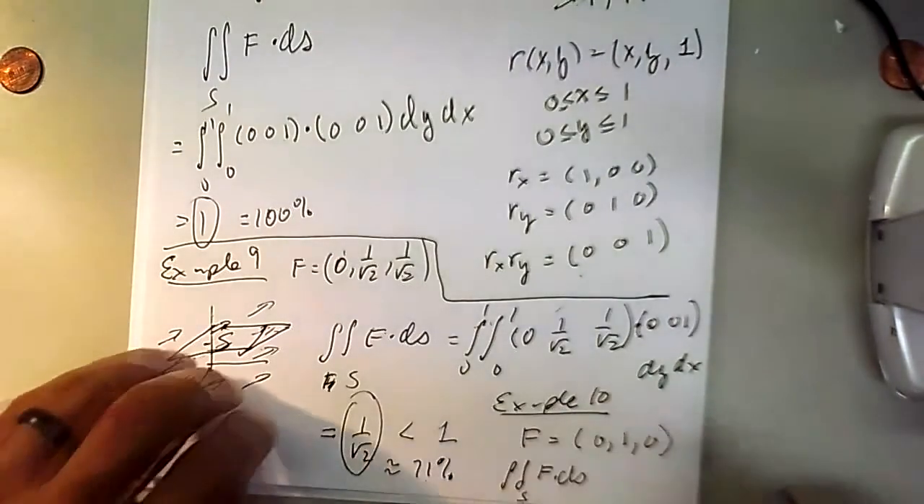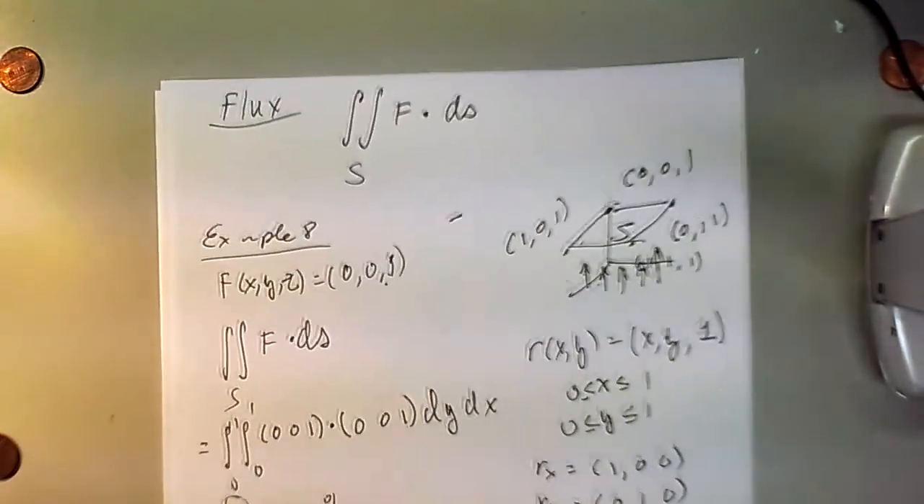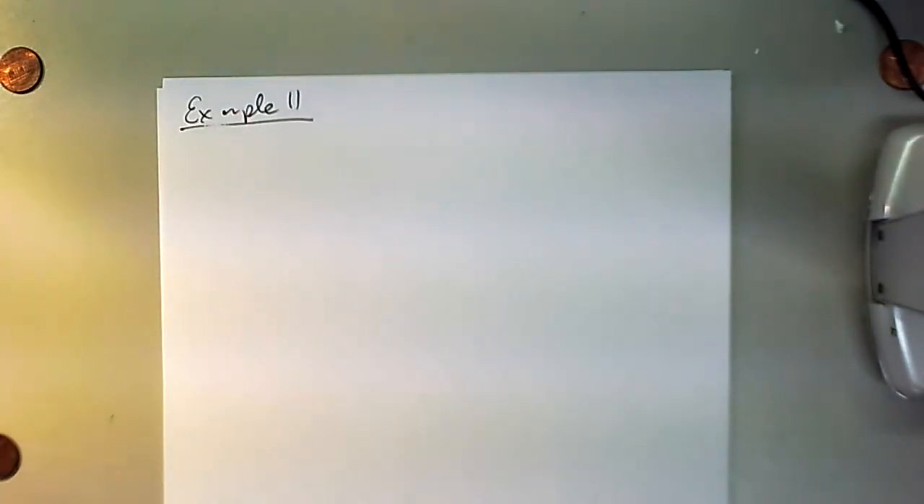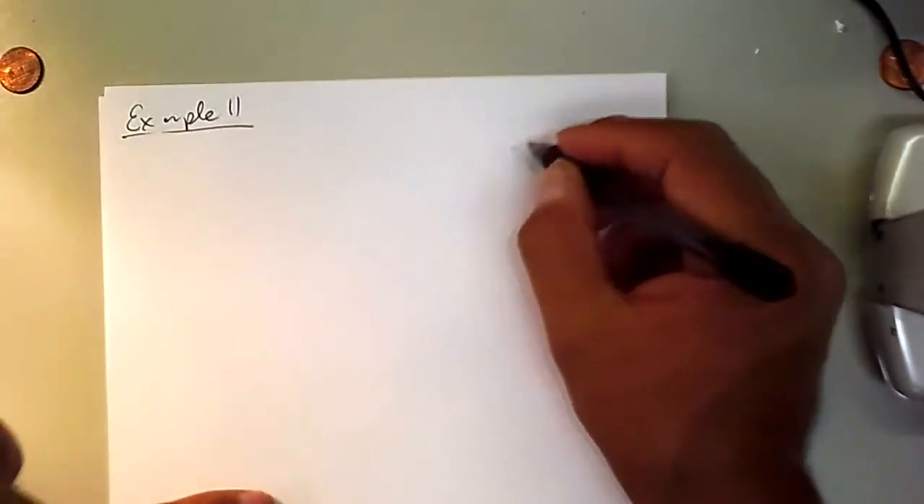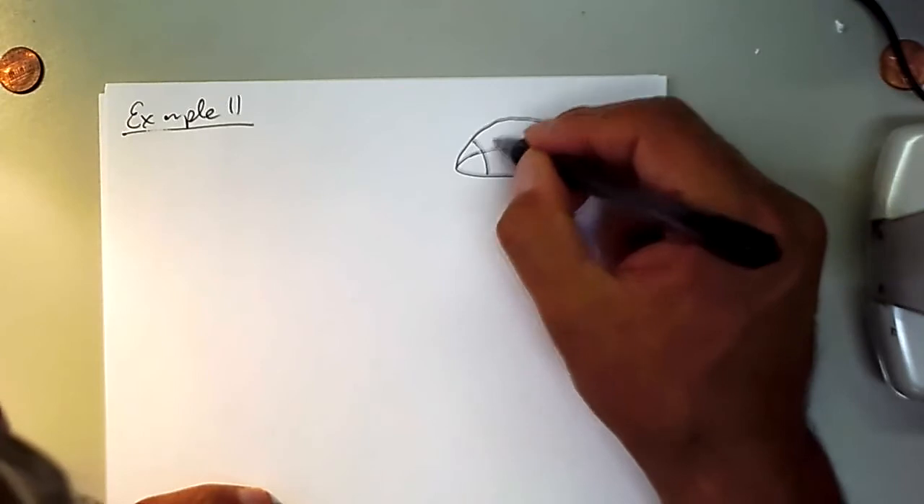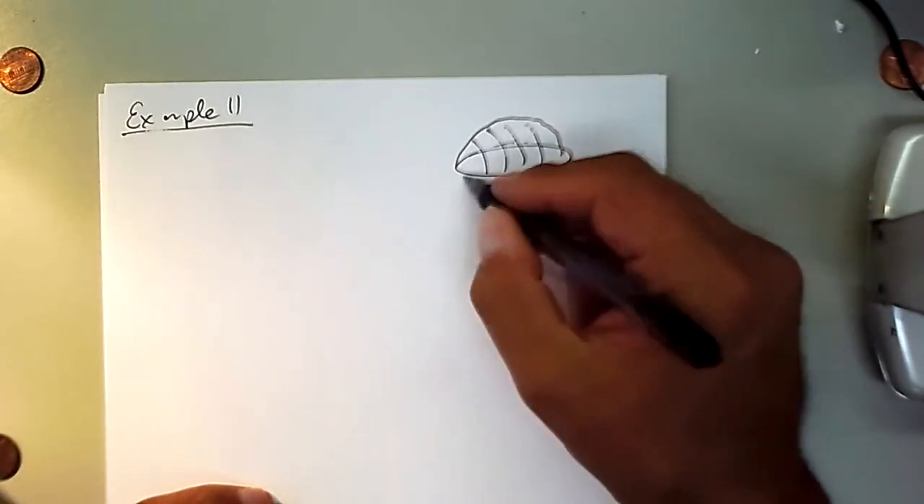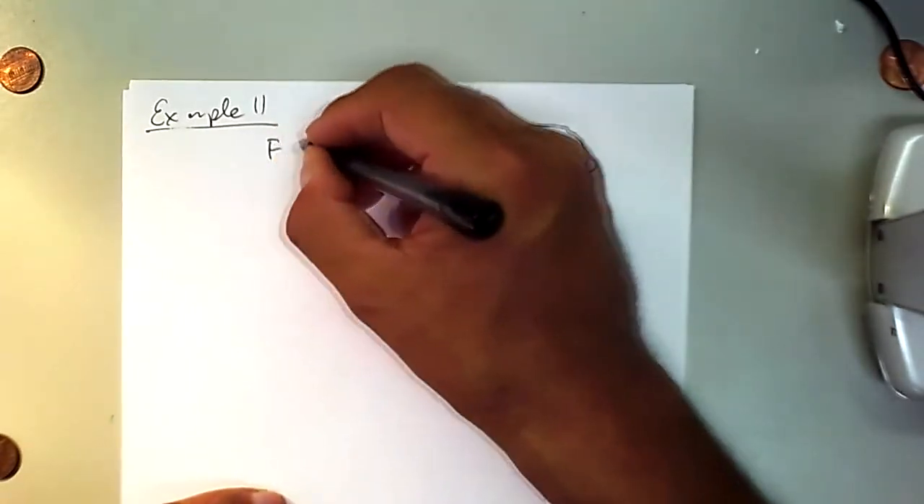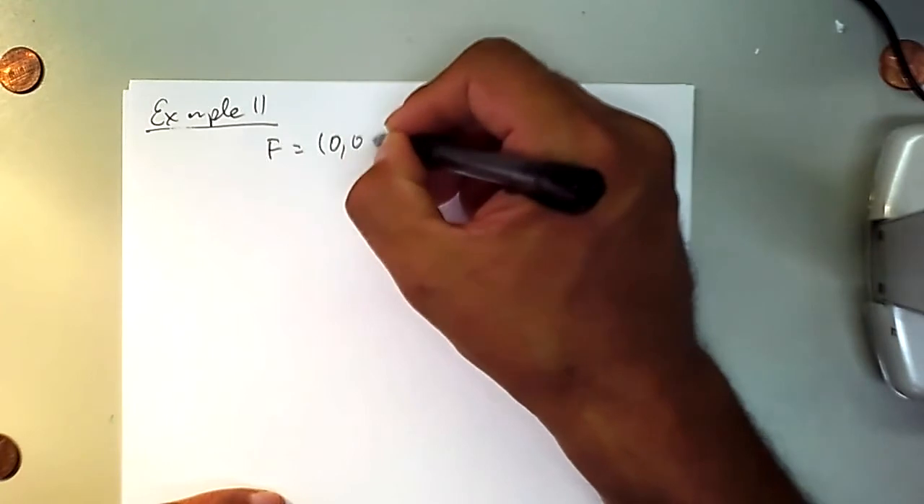Okay, let's do an example 11. I just want to keep track of my pages. That was page 13. This new one is page 14 on my notes. Okay, so the membrane or the surface is going to be a semicircle, a unit semicircle. Remember, same kind of semicircle we've been working on before. And now the vector field is going to be 0, 0, 1.